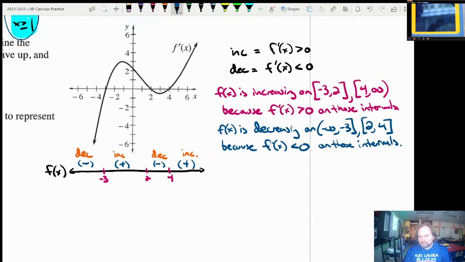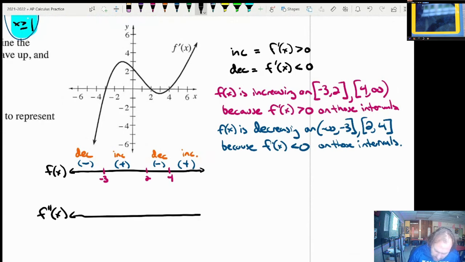Pretty cool. As far as concavity, we're going to do very much the same thing. I know I'm taking a little extra time for this problem, but I want to be really clear. For f double prime of x, now we have to think about how this derivative is changing. So f double prime is the derivative of this graph. So now we're going to look at our f prime graph and tell where it is increasing and where it is decreasing, because that'll tell us when our second derivative is positive or negative.